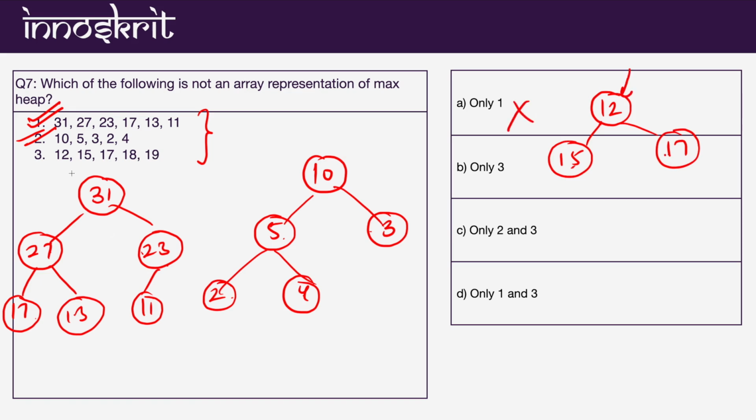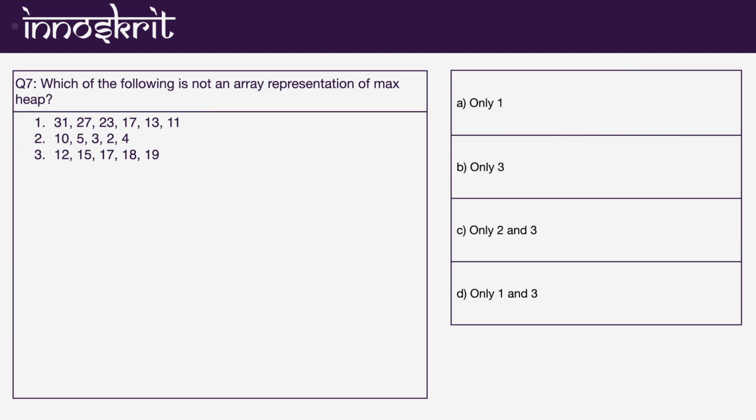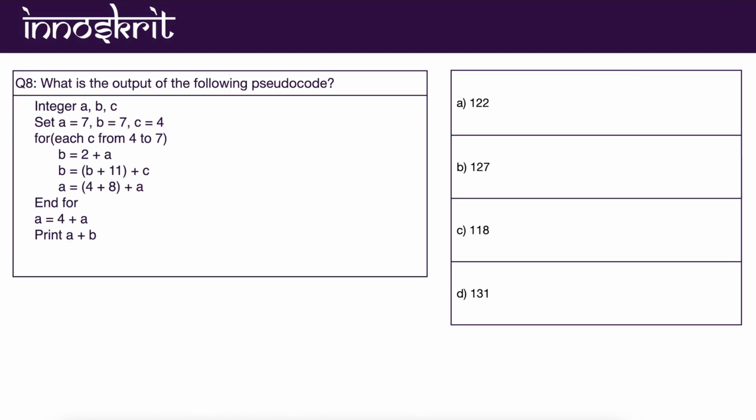So that means only the option number 3, that is the only statement number 3, is not actually the array representation of max heap. Otherwise 1 and 2 are the array representation of the max heap. So I hope this is clear, right? So the answer to this question is going to be only 3. I hope this is clear. Fine. Now let's move to the next question.